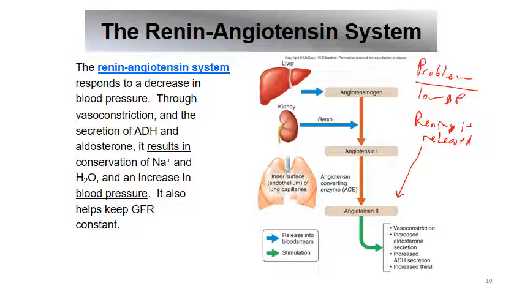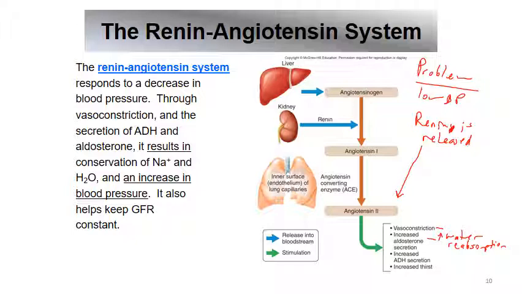Then angiotensin 2 is going to cause vasoconstriction. Remember, vasoconstriction increases blood pressure, because the problem was low blood pressure. Then angiotensin 2 is going to release more aldosterone. We actually learned about aldosterone in the endocrine system chapter. Aldosterone increases water reabsorption, meaning that you're going to send more water back to the body. It's actually doing this by reabsorbing more sodium. And so water follows sodium, we're going to see.